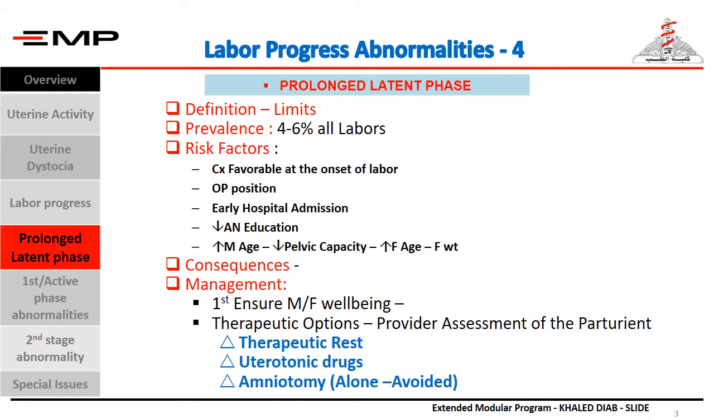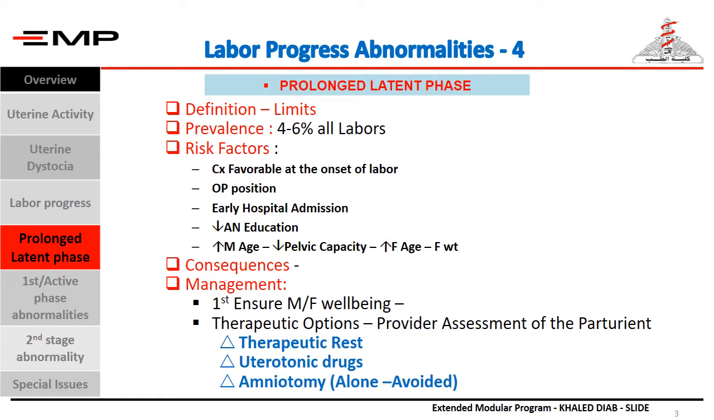Risk factors for prolonged latent phase are shown in the following slides. Management options for spontaneously laboring women who are not tolerating the latent phase include therapeutic rest or the use of uterotonic drugs. Cesarean delivery should not be a primary treatment for laboring women not tolerating the latent phase. For women who are tired and uncomfortable in the early latent phase, we suggest therapeutic rest rather than oxytocin.